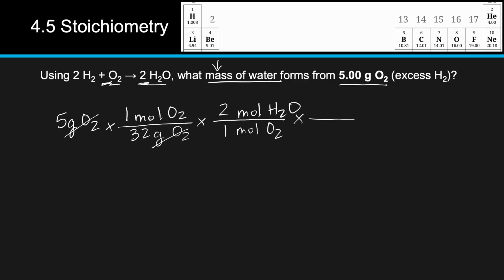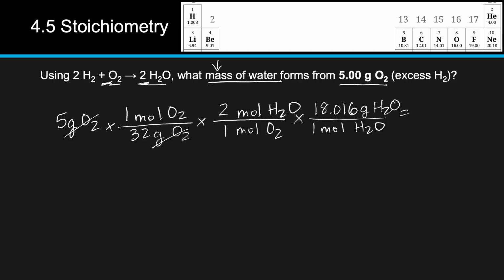So I'm going to take my moles and convert it into mass. And I know in 1 mole of water, I have 18.015 grams of water. Apologies, it's actually 18.016. So now I'm going to go ahead and make sure all of my units cancel out before I put all of this into the calculator.